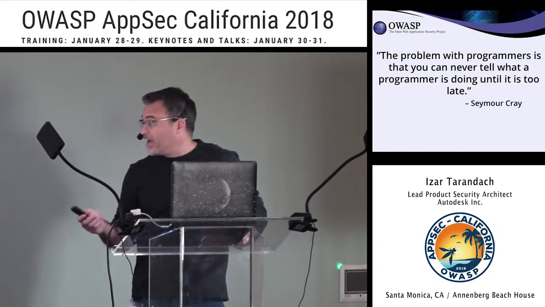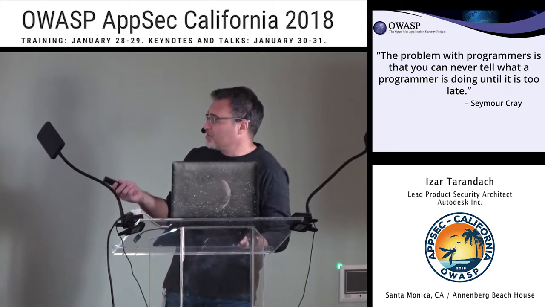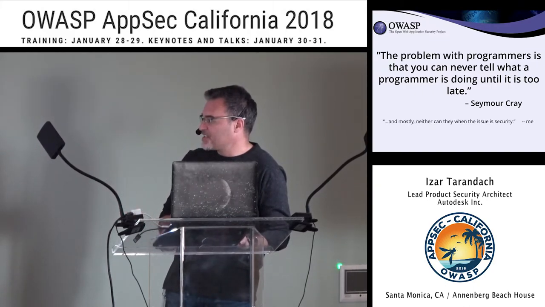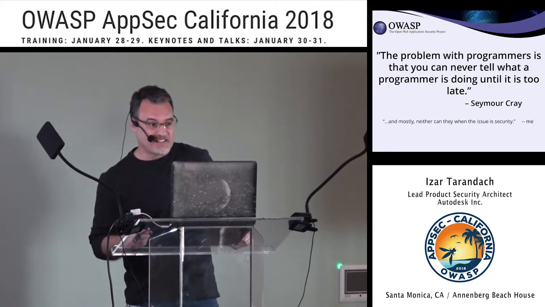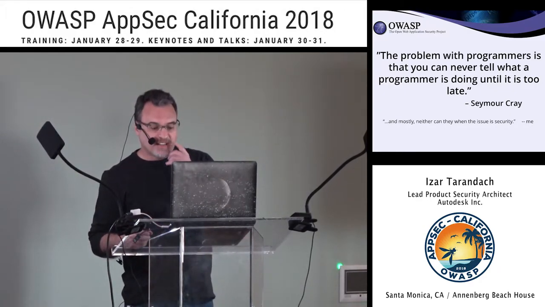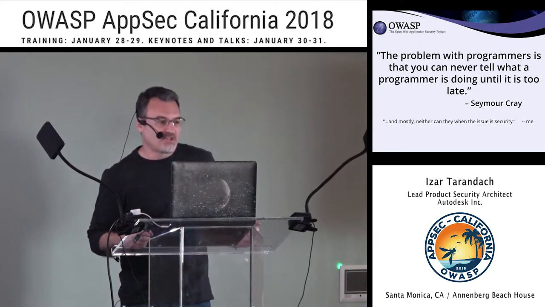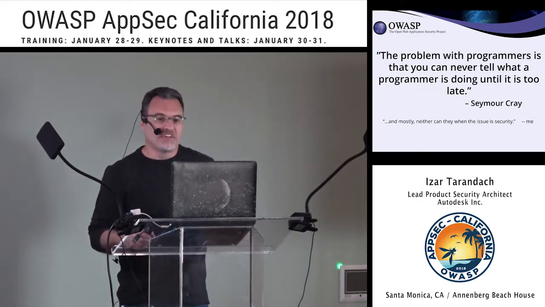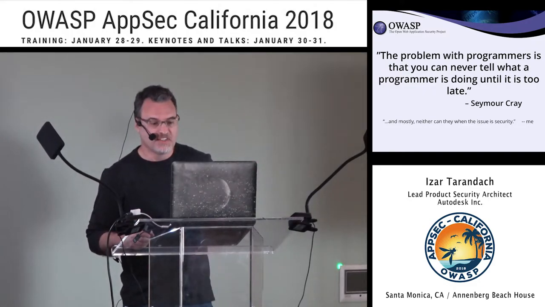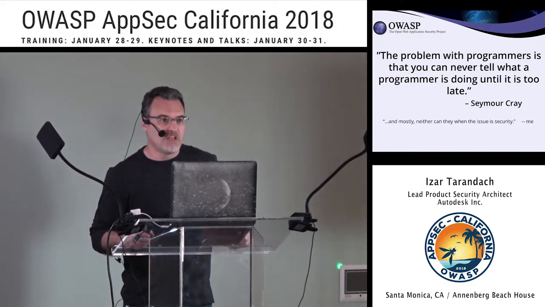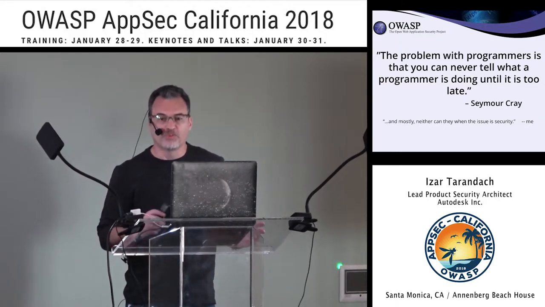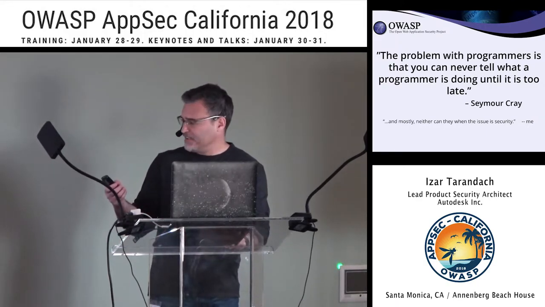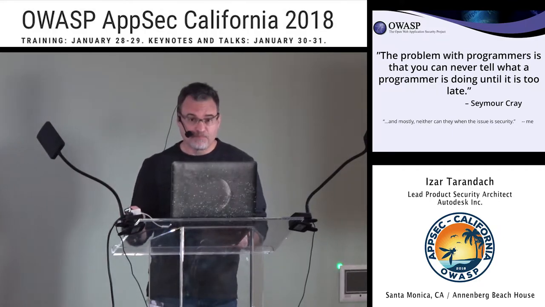So that's why I have my own addendum to Cray's thing that says that mostly neither can they when the issue is security. So at that time, that's when we realize that they don't really know what they're doing. In that case, two things can happen. Everything can go on just as it is, and these guys basically will continue doing their own thing, and we will continue dealing with the fallback.